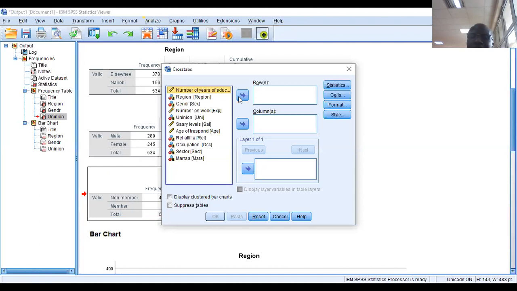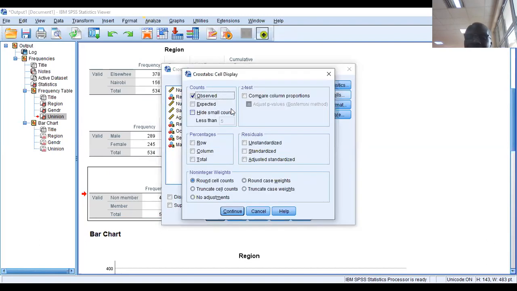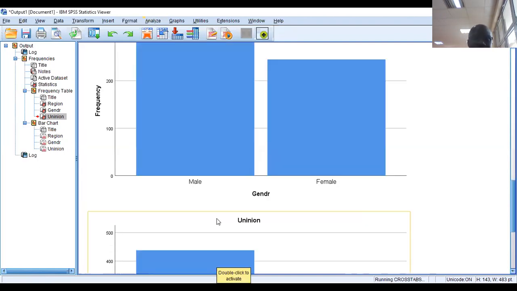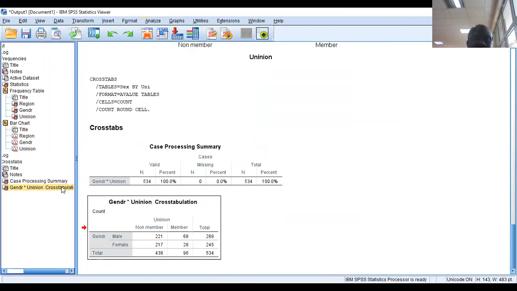So you come here, pick gender. Where's gender? Pick gender here. You can put it anywhere. Where is it? Union membership. You can put union membership here. And then of course the other things like cells. I just want to see numbers, their frequencies. The others you probably don't need, no statistics, no chart. Let's just get basic things. Then you come here. You can now see.